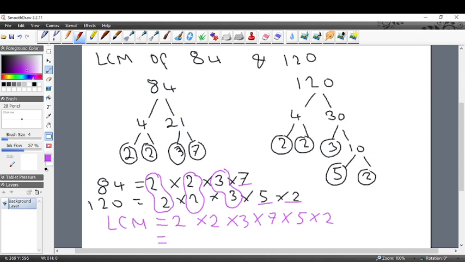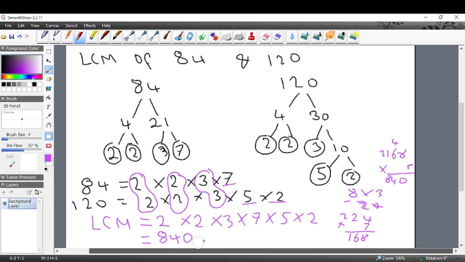So 2 times 2 is 4, and 4 times 2 is 8. So we've got 8 over here. Multiply that by 3, 24. Then we have 7. So if you do 24 times 7, so that's 4 times 7 is 28, so this will be 168. And then we do 168 multiplied by the last number, 5, which gives 840. So the lowest common multiple would be 840. And there you have it.